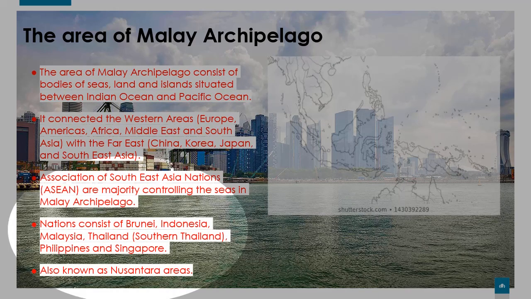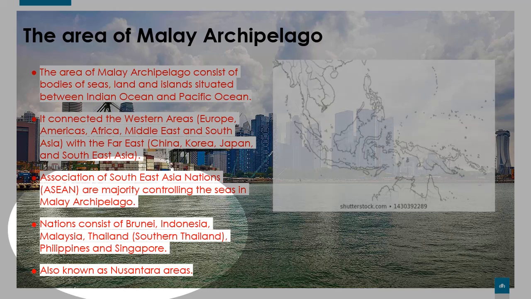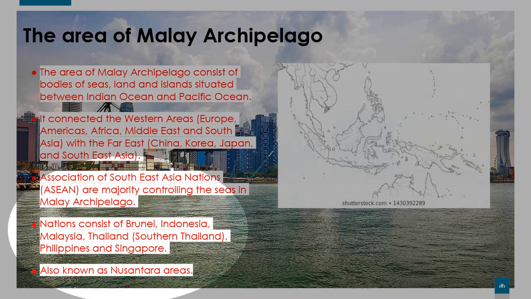Most of the nations in the area of the Malay Archipelago are members of the Association of Southeast Asian Nations, or ASEAN. These nations are Brunei, Indonesia, Southern Thailand, the Philippines and Singapore. The Malay Archipelago is also known as Nusantara in the Malay language.